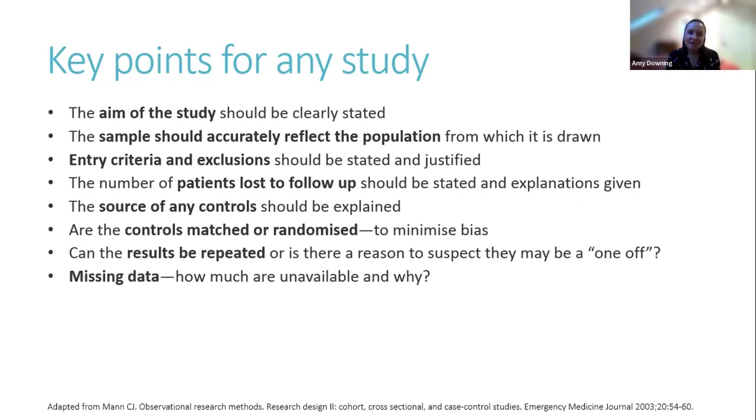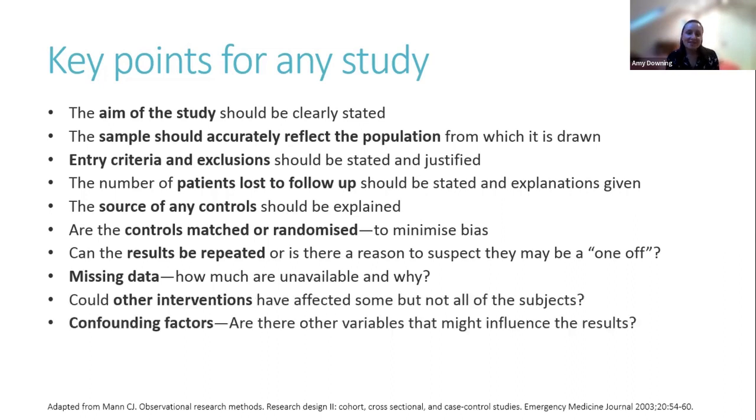Can the results be repeated, or is there a reason to suspect there may be a one-off? If you've got a poorly designed study that finds some magical new result, then it's highly suspicious that this could actually be repeated in a much better, well-designed study. Missing data: how much is missing, and why? Again, this can lead to bias in the results.